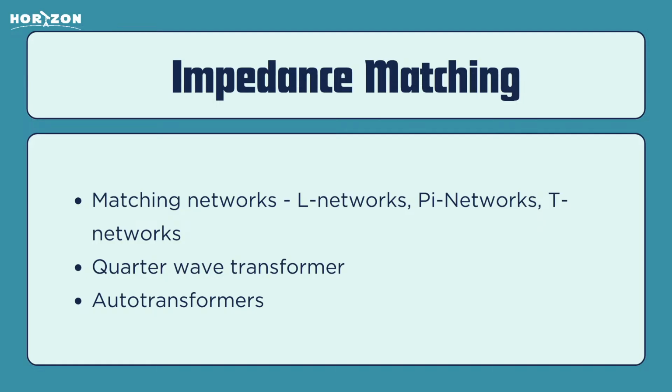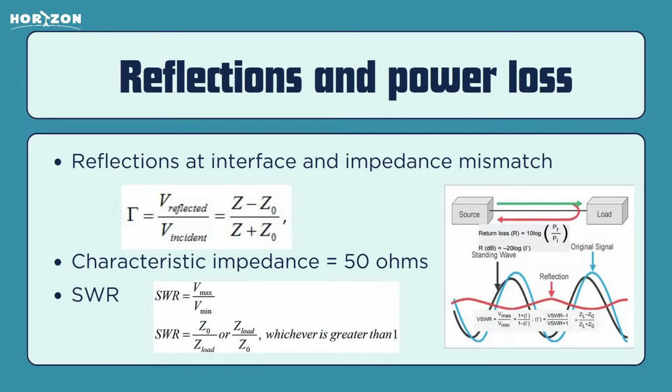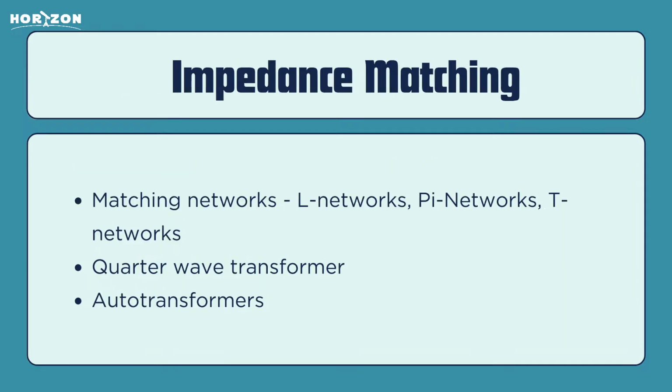So to prevent the effects of reflections and power loss, it is necessary to match the impedances of the antenna and the transmission line. And as is evident from the expression for the reflection coefficient, the reflection coefficient is zero when the impedances are equal.